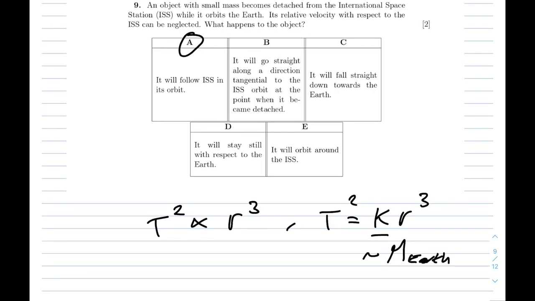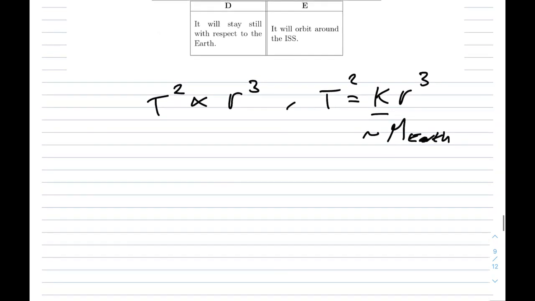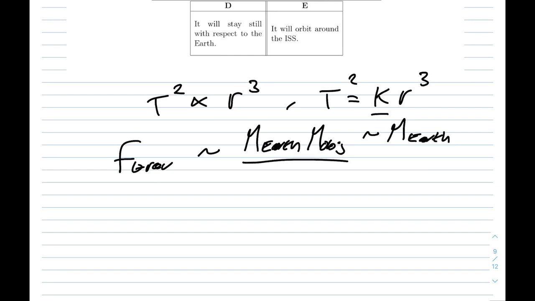An alternate way we could think about this, if we don't know Kepler's third law, is just to think about the forces involved. The only force involved is gravity, and we know that the gravitational force is proportional to the mass of the Earth times the mass of the object that is in orbit, over the radius squared. Now, if we want to find an equation of motion for something moving in the gravitational field around the Earth, we are going to have to use F equals ma, where m is the mass of the object that we're finding the equation of motion for.